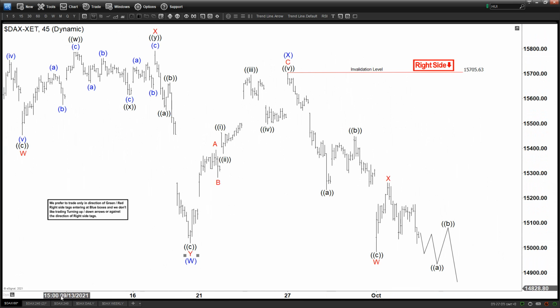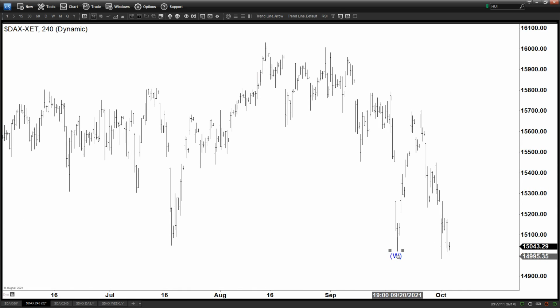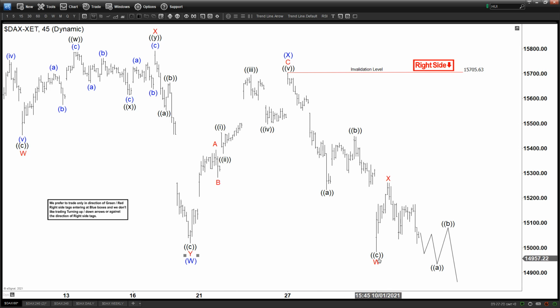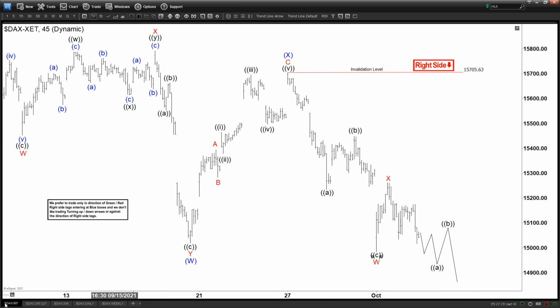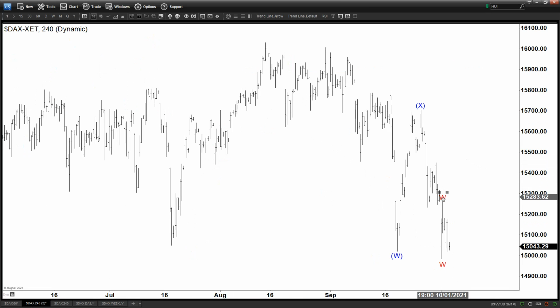So the W in blue will be here, and this is the X in blue right here. Okay, and let's see what else can we put here. We can put the WX, right? This is W, this is the X. I think that's how it is, right? Yeah. And oh, by the way, we can also do something like this.